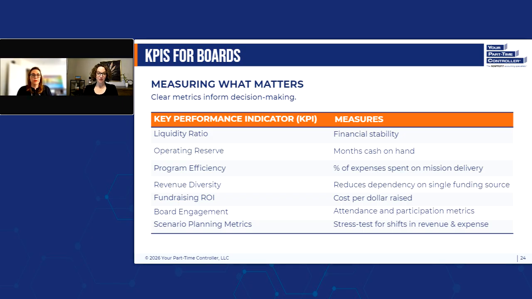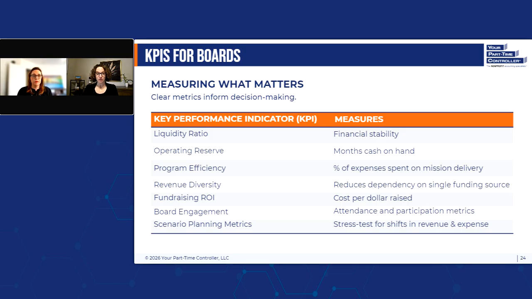Whatever method you choose for your audience, the financial information should still be clearly conveyed. One way to do this is through KPIs, or key performance indicators. Boards need clear metrics to make informed decisions, so let's cover a few of these right now. Liquidity ratio and operating reserves really show that financial stability. Program efficiency tells you how much is going toward mission delivery.